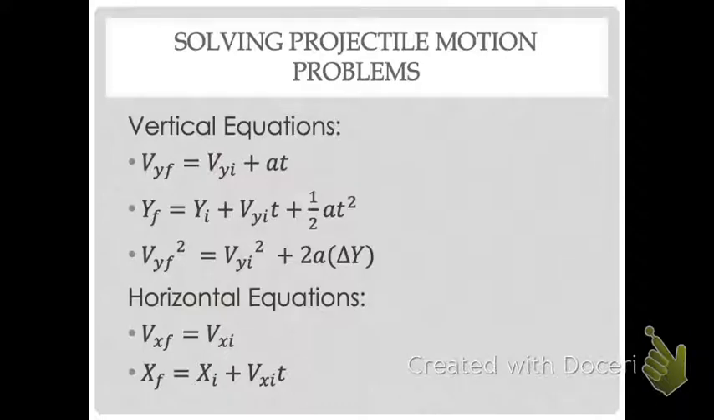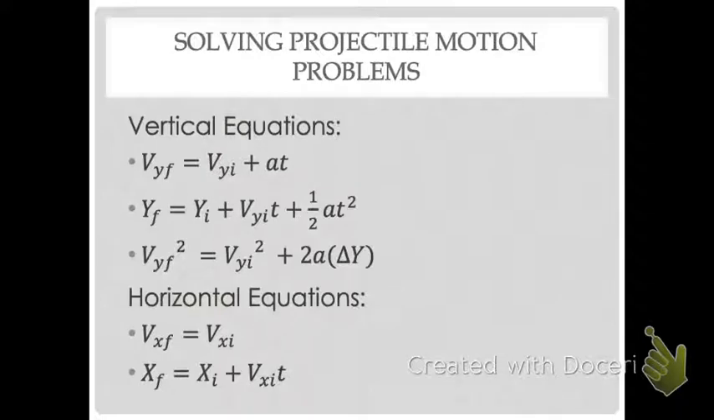What's the only variable that is the same between the two sets of equations? What's the only variable that these two sets of problems share? T, right? Time is the only variable that is not controlled by horizontal and vertical. So time is the only way you have a connection between the horizontal and vertical components. So there might be problems where you have to solve for time using a y equation and then use time to get your final answer, which might be an x component, right? Does that make sense? Time is the only connector between those two things.